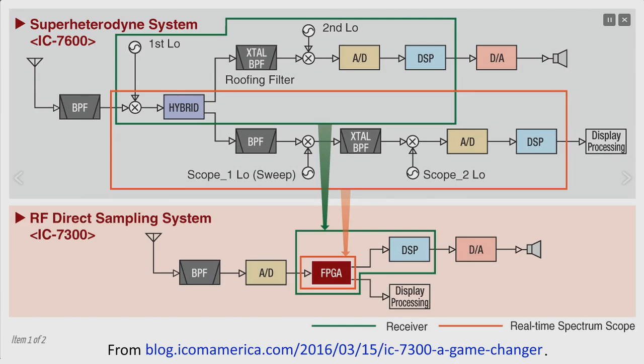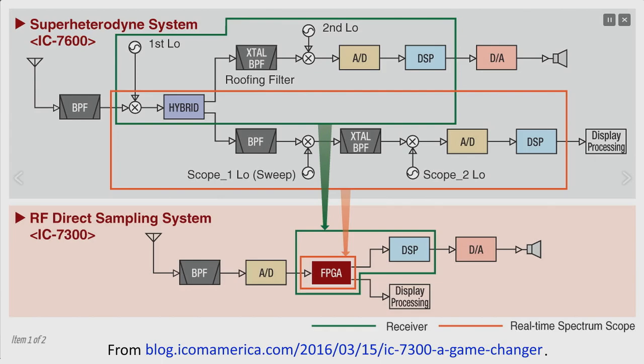If we look at the top, that's a superheterodyne system. In this case, they're showing a block diagram of an IC-7600. Starting on the left, the antenna feeds into a bandpass filter. That is mixed, where the little X is in a circle there, with the first local oscillator. And then that goes to a hybrid that splits the signal out two ways. The green box around the top portion of that block diagram, that's the receiver. The orange box, a little bit below that, is feeding the real-time spectrum scope display on the radio. A real old superheterodyne radio wouldn't have had that, but the 7600 did.